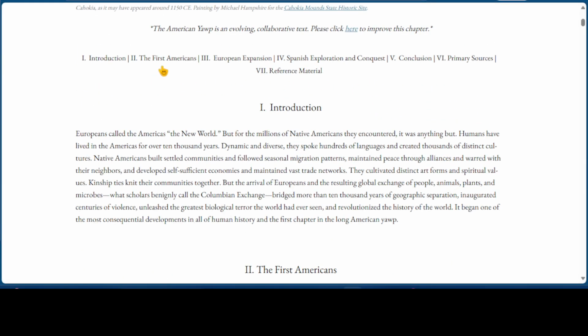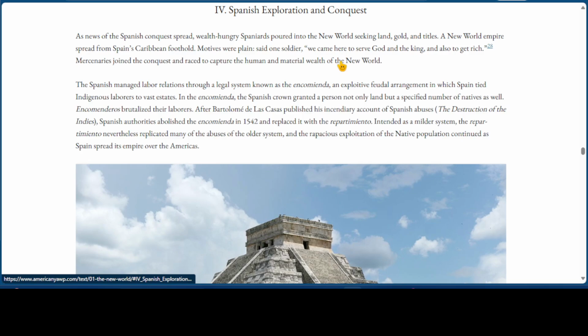You can see the different headings here. You can actually hop to those headings. So let's say you already know about the first Americans. You want to hop to Spanish exploration and the conquest. You will click there, and it will hop to that section in the chapter.